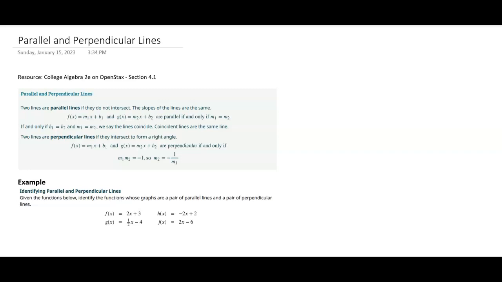In this video, we're going to look at parallel and perpendicular lines. Two lines are parallel if they never intersect, and the slopes of those lines are going to be the same. Two lines are going to be perpendicular if they intersect exactly at a right angle. And their slopes are a little more complicated. Their slopes are going to be negative reciprocals of each other.